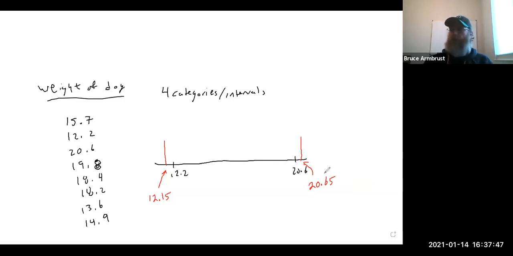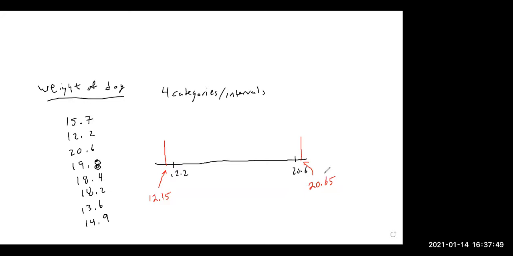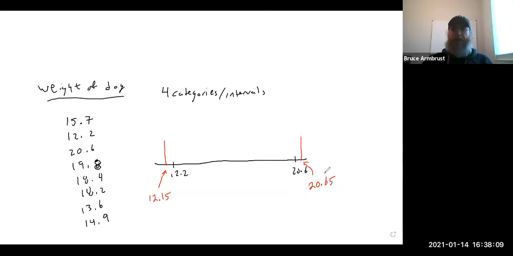How did I get those numbers? What do you think I did to get those? Well, when you think about it, 12.15 is just half a percent lower than 12.2, and then 20.65 is just half a percent higher than 20.6. Okay, and that's exactly the idea here: we're going to go a little bit bigger and a little bit smaller.